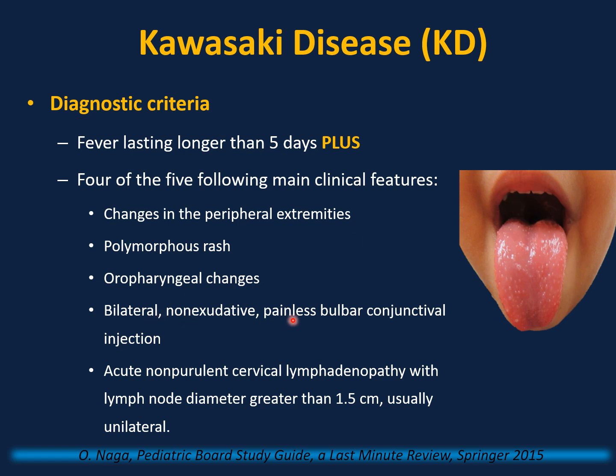Number 4, bilateral non-exudative painless bulbar conjunctival injection, meaning redness of both eyes with no discharge. Number 5, acute non-purulent cervical lymphadenopathy, simply a large lymph node in the cervical area larger than 1.5 cm and usually unilateral. If any patient meets this criteria, the diagnosis of Kawasaki disease is confirmed. There is no single lab to confirm the diagnosis, so it is diagnosed clinically.